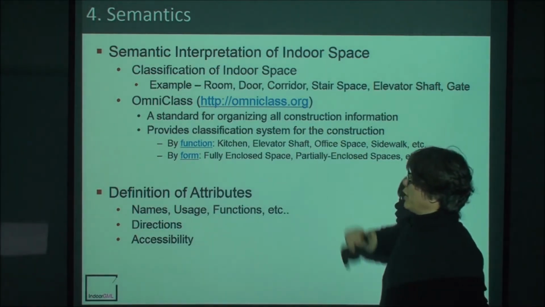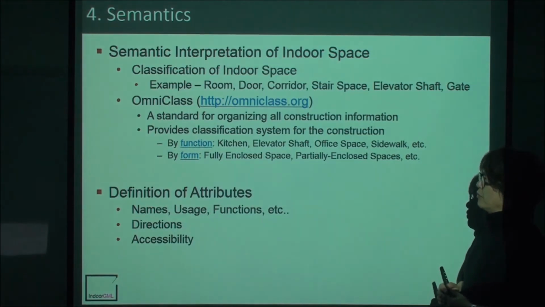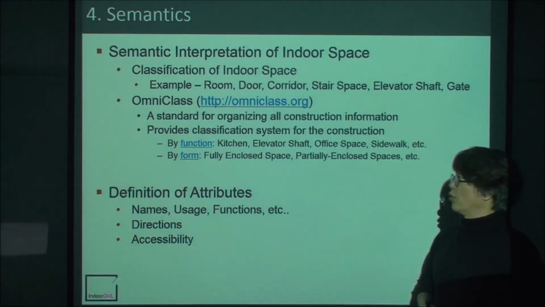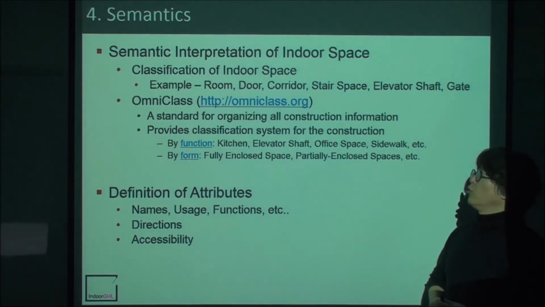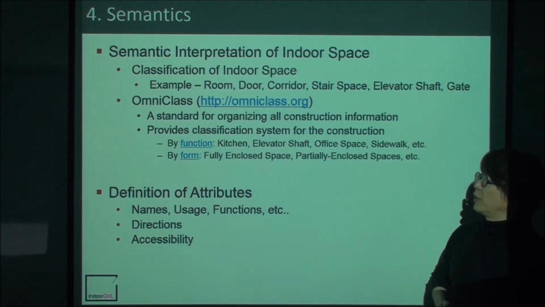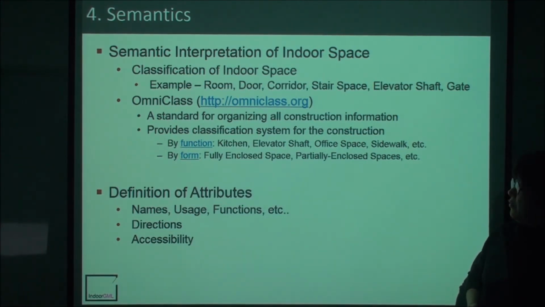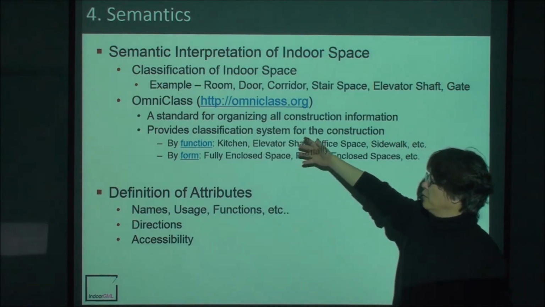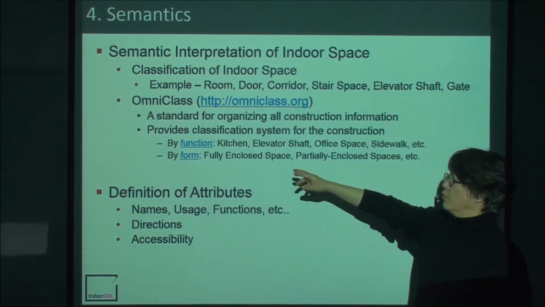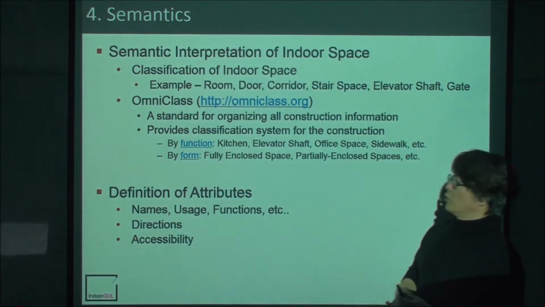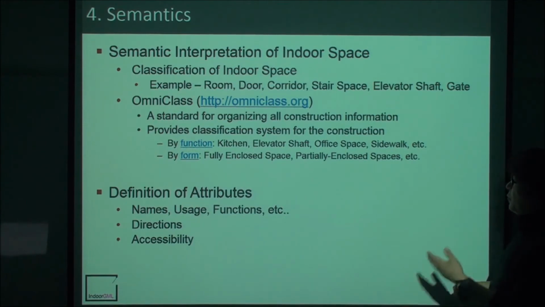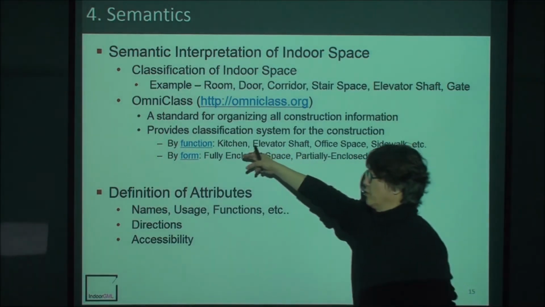And we have a quite nice classification of indoor space, OmniClass, which is also a standard. So IndoorGML takes the classification given by OmniClass. In OmniClass, they give the classification in terms of a function, in terms of a form. For example, in terms of functions, they have the classification like a kitchen, elevator shaft, and office space, and so on. So we take this classification.